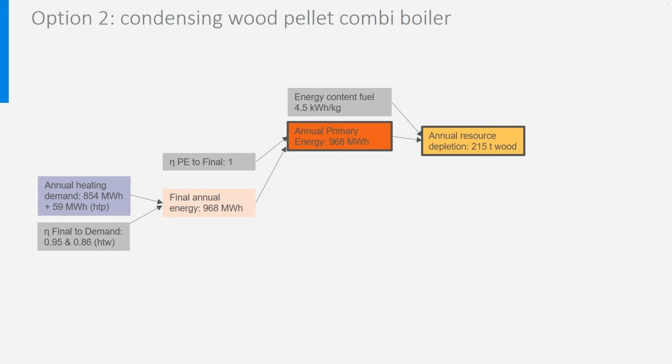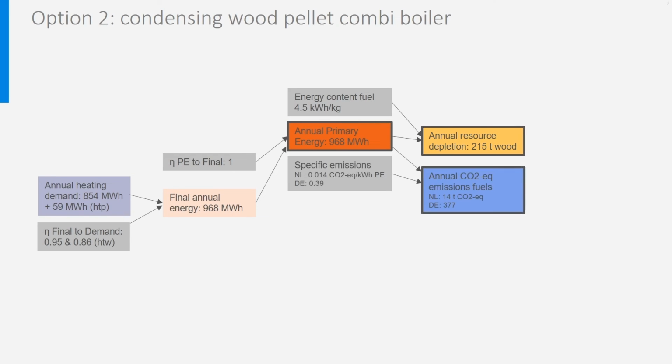Let's look now at the CO2 emissions. We saw in a former lecture that the Dutch government considers the emissions to be 0.014 kg CO2 equivalent per kilowatt-hour primary energy, while the German government considers it is 0.39. In the Dutch case, that leads us to 14 tons CO2, and in the German one to 377 tons.